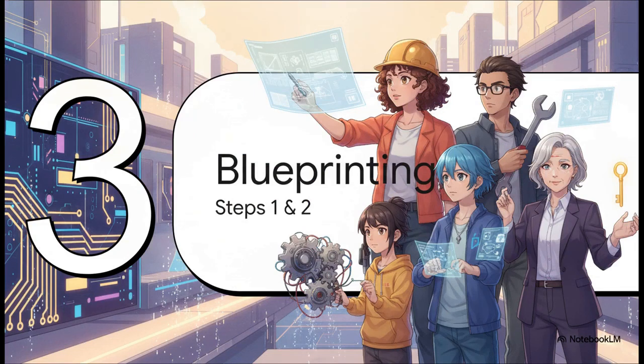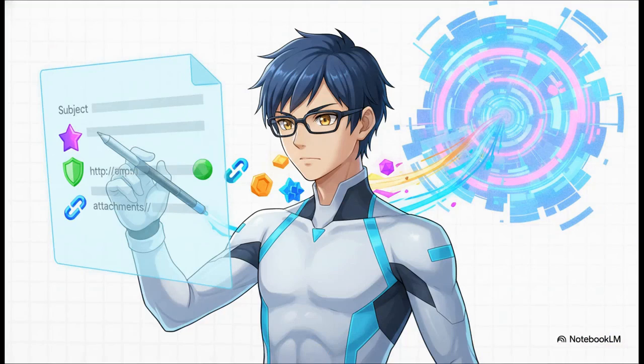Okay, Section 3, Blueprinting Your AI System. We're looking at steps 1 and 2. Step 1 of your blueprint is simply figuring out what data you actually need. Your model needs a massive amount of example emails to learn from, some clearly labeled as spam and others labeled as not spam. But the AI can't just read an email like we do.